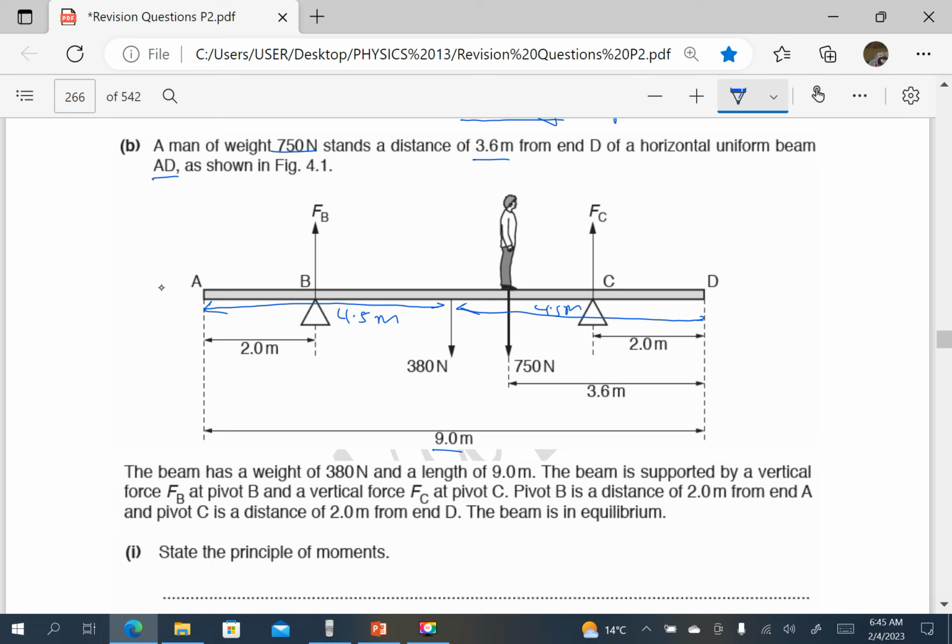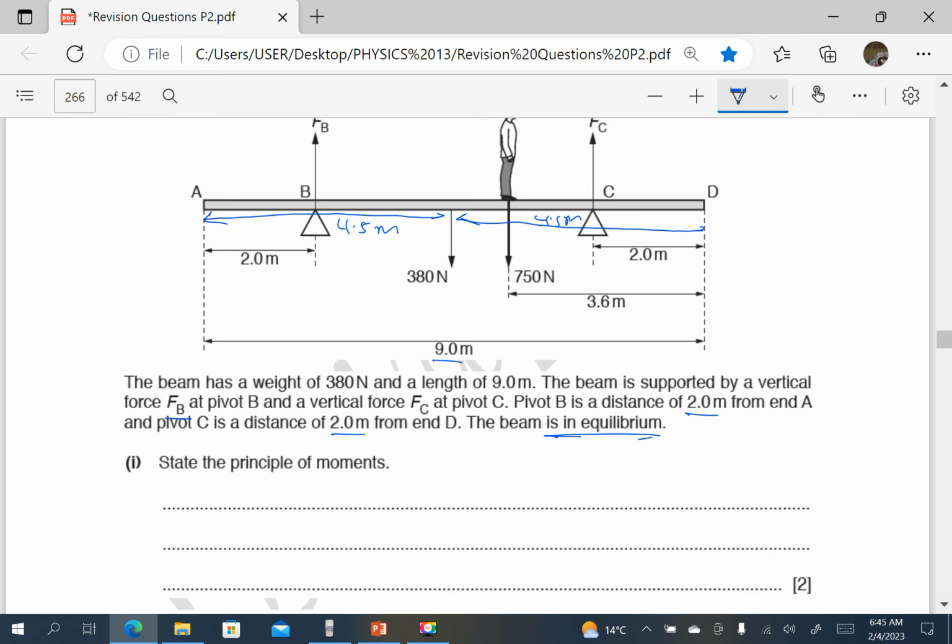The beam is supported by a vertical force Fb, and a vertical force Fc at pivot C. Pivot B is a distance of 2 meters from end A. Pivot C is a distance of 2 meters from end D. The beam is in equilibrium. This is very important. State the principle of moments.